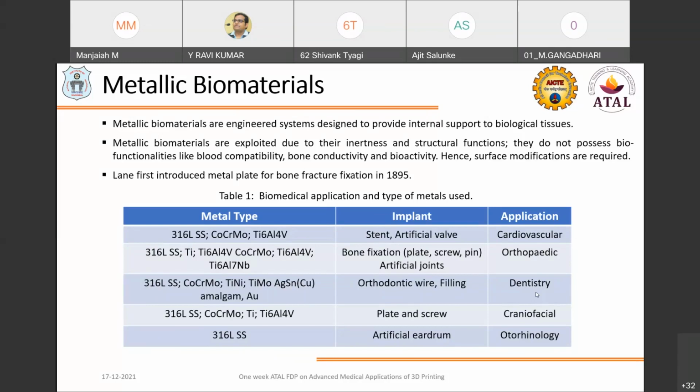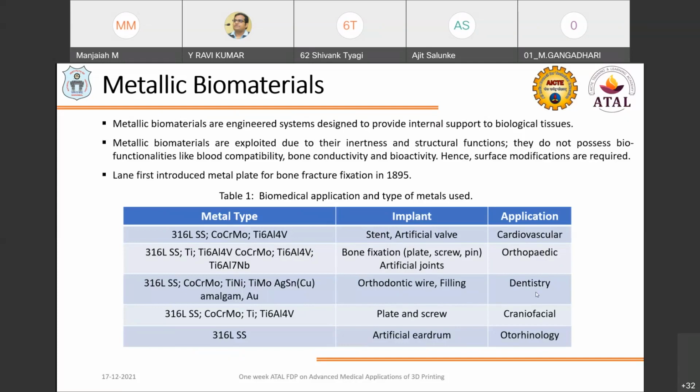And the other applications, like orthodontic wires, are used to adjust the teeth. Some people have a poor aesthetic appearance. To address those kinds of issues, nitinol orthodontic wires or filings can be used, or titanium molybdenum, or some gold crowns are implanted in the patient specifically. These kinds of orthodontic dentistry applications can be addressed with these materials.